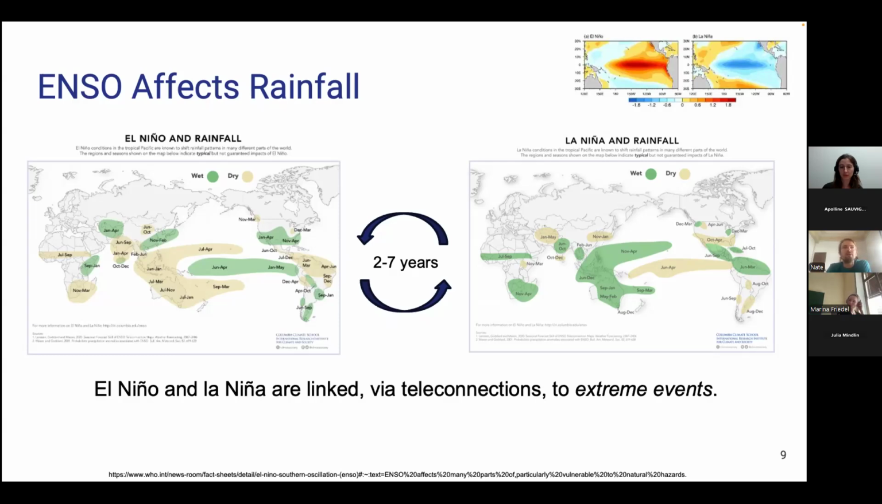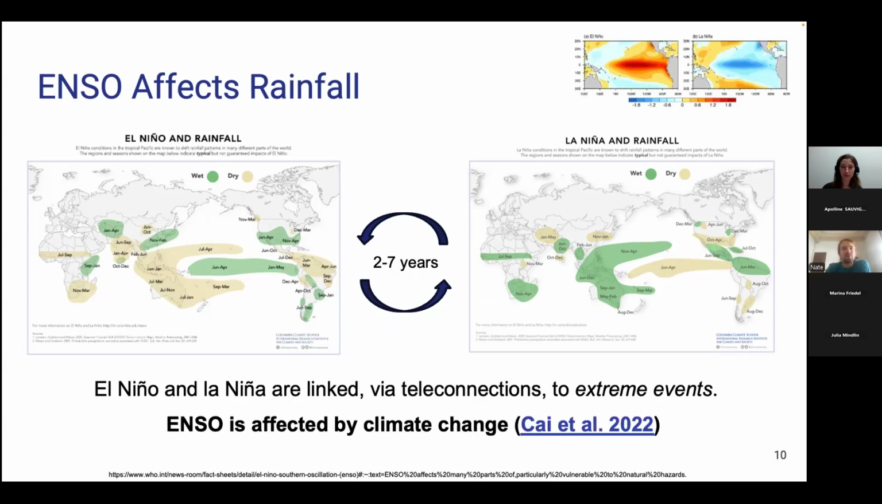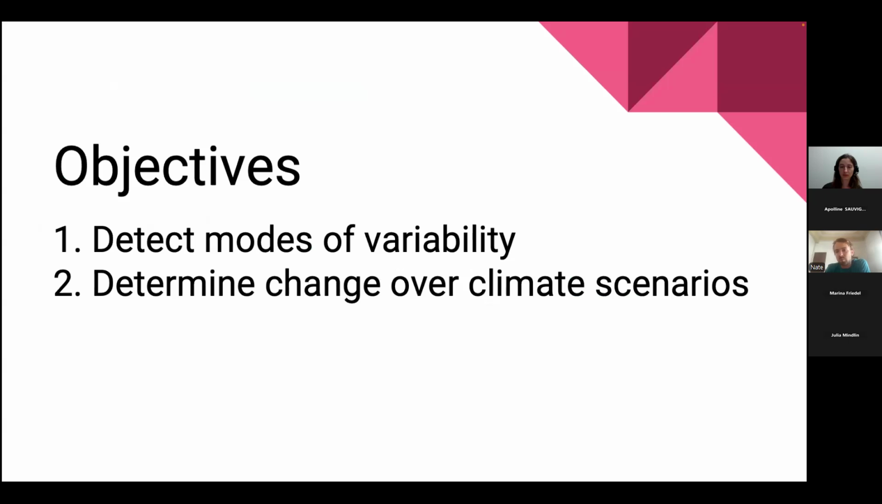And so these rainfall events, these wetter or drier conditions in different parts of the world, can come in more of the form of extreme events such as droughts or monsoons and things like that. So these are modes of variability, and ENSO is one example. We also know that ENSO, its oscillation and its intensity, are affected by climate change. This is something that's been known before. So, okay, now we have an example of a mode of variability.